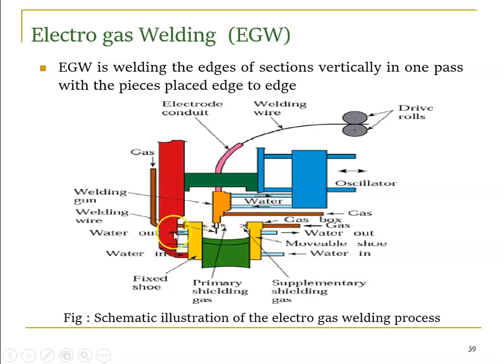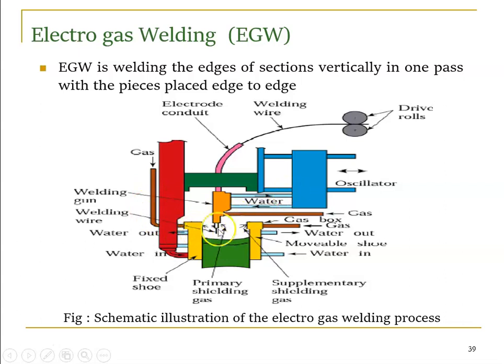Both are controlled by water. The temperatures of the shoes are controlled by water. We have two nozzles: one is water in, water out, water in, water out. The movable shoe can move depending on the size of the workpiece. The green color is the workpiece, right? We connect to the gas. We use two gases.